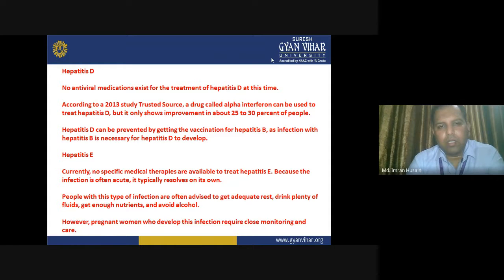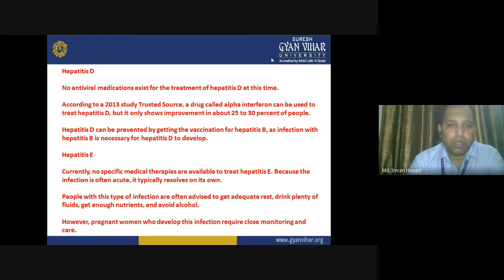Hepatitis D can be prevented by getting vaccinated for hepatitis B, as infection with hepatitis B is necessary for hepatitis D disease. So, hepatitis D and hepatitis B are interlinked and interconnected.